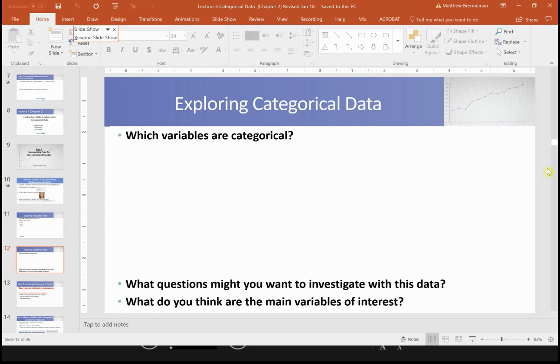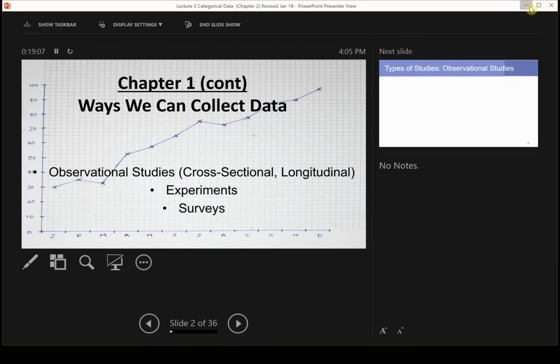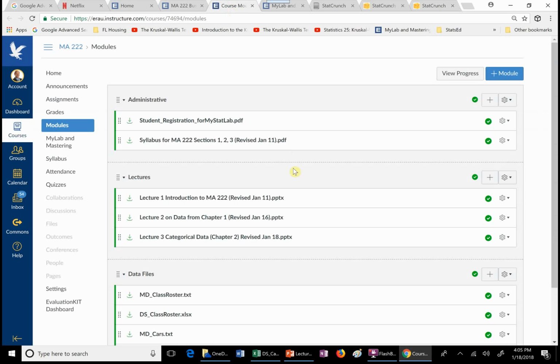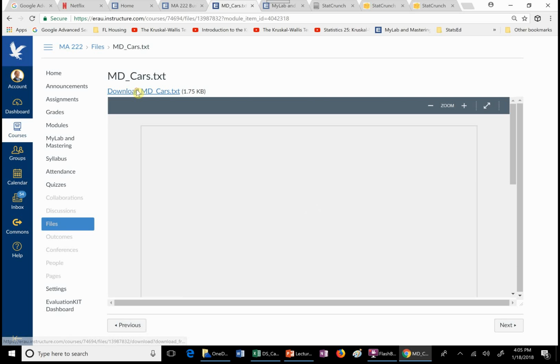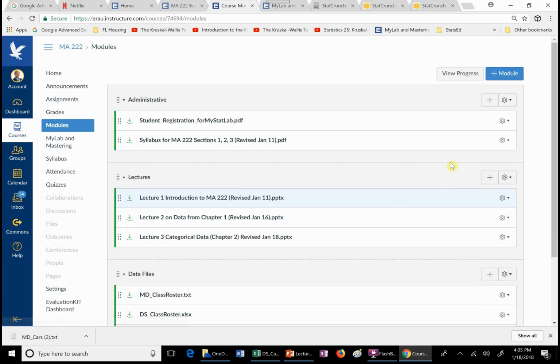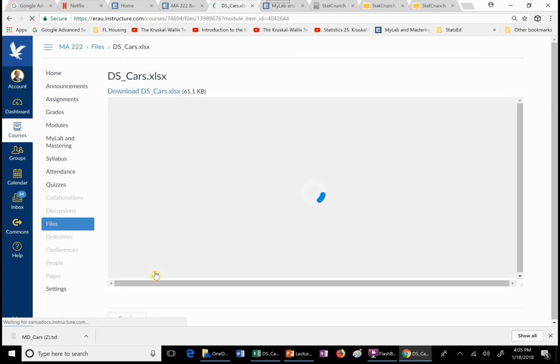Okay. So what I want to do is go to the data set that we were talking about, cars. And let's just take a look at this for a minute, okay? If you don't have the data set loaded, just come on over here, modules. And this is the metadata. I'm going to download that. That's going to be the context, right? And this is the actual data set. We're going to download this, okay?